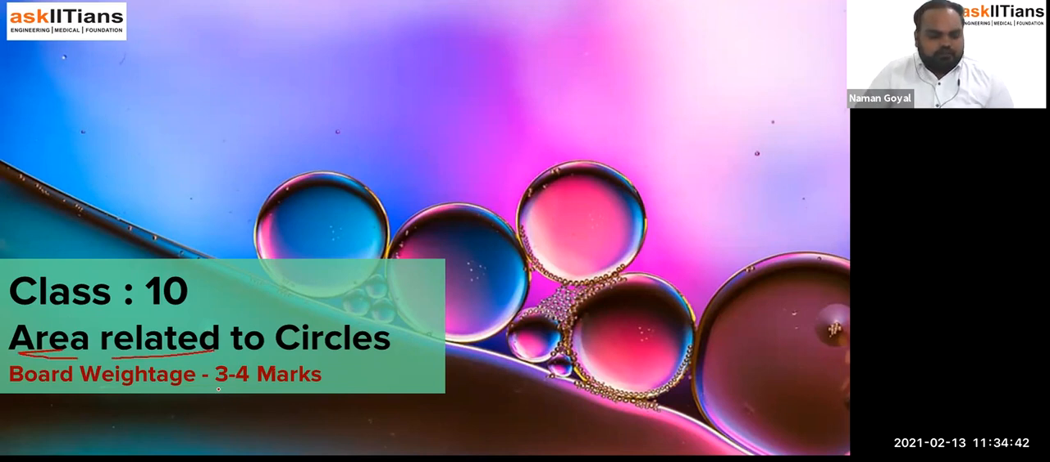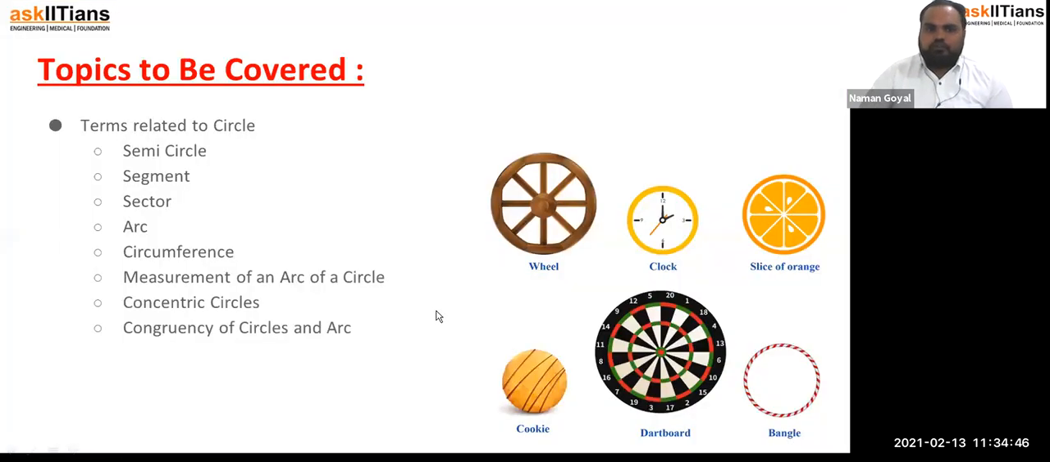In board exams, the weightage of this chapter is 3 to 4 marks, okay? So we can say that it is an important topic. So in this chapter, what are we going to learn? There are some terms we are going to cover in this lecture, which are semicircle, segment, sector, arc, circumference, measurement of an arc of a circle, concentric circles, congruency of circles and arc.